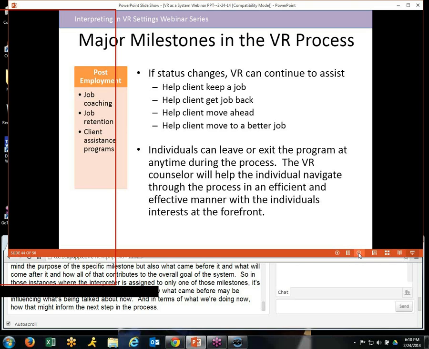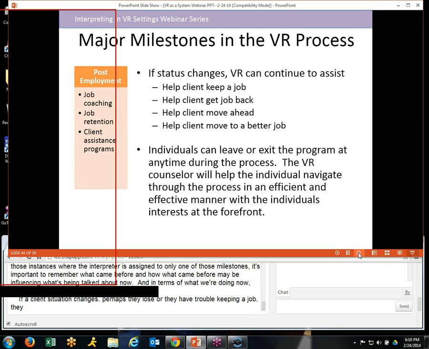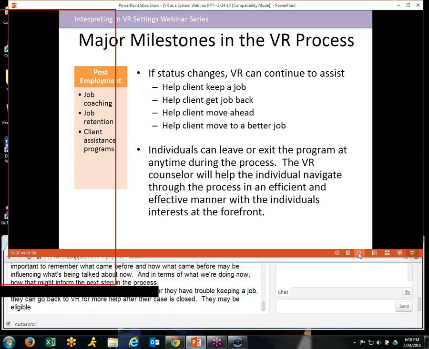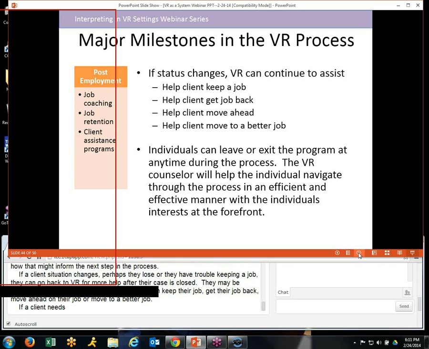If a client's situation changes, perhaps they lose or have trouble keeping a job, they can go back to VR for more help after their case is closed. They may be eligible for post-employment services to help them keep their job, get their job back, move ahead on their job, or move to a better job. If a client needs a lot of assistance, she or he may be asked to reapply for services.